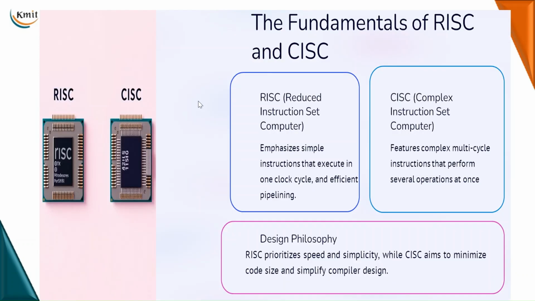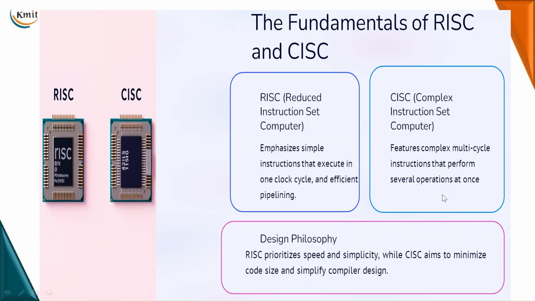So, coming to the fundamentals of RISC and CISC, as we have already discussed the concept of RISC and CISC in the previous lecture, let's just recap it. RISC, as the name implies, is a reduced instruction set computer. It uses simple instructions that can be executed in a single clock cycle, and it implements the concept of pipelining. Whereas CISC, the complex instruction set computer, uses complex instructions which take more than one clock cycle, that is multi-clock cycles, to execute, and that perform several operations at a time.